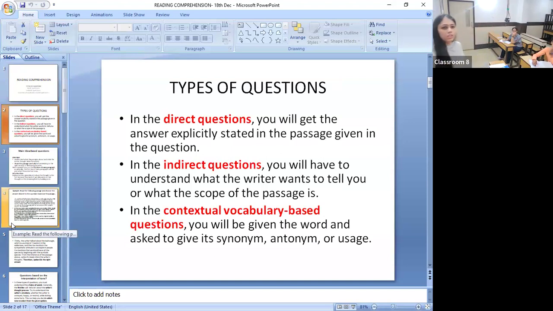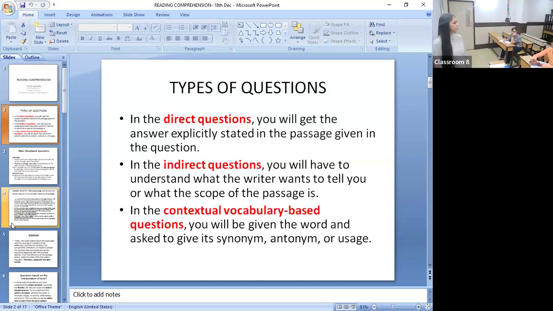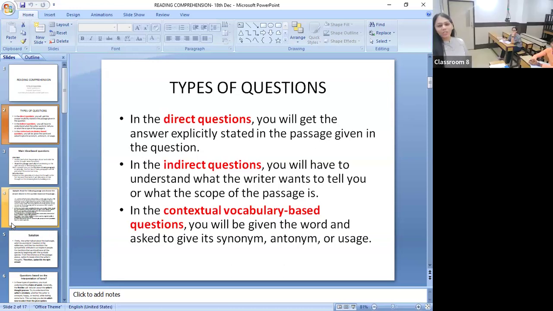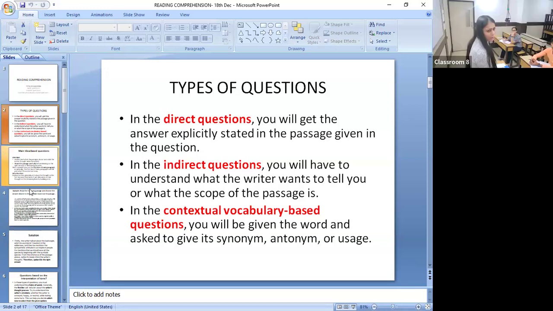So you can see over here that, as you said, direct questions are ones where you get direct answers. You don't have to write this. And indirect questions are where you have to understand the scope of the passage. I'll tell you how to identify the scope of the passage and what the writer is trying to say through it. Shantanu, what is written for contextual vocabulary? You will be given the word and asked to give its synonym, antonym, or usage. What is a synonym? Similar words. And antonyms? Opposite words. And usage is how you use it.